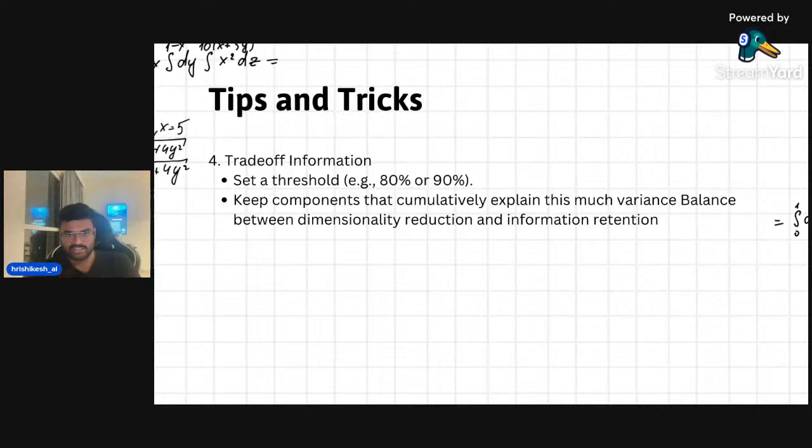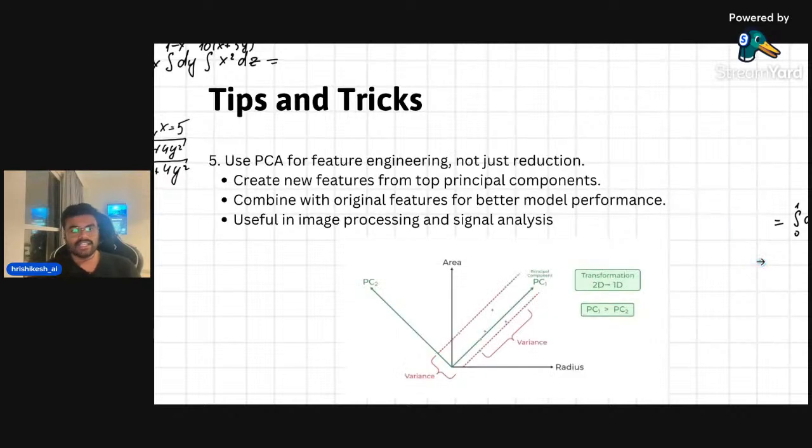There is also a trade-off of information. If you reduce more, say from 5 dimensions to 1 dimension, more information would be lost. So setting a threshold and balancing dimensionality reduction and information retention is very helpful. It would help with better performance.